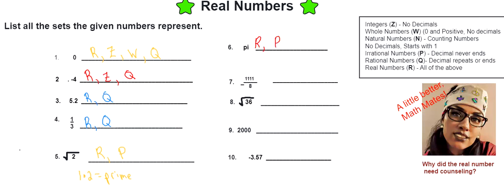Let's take a look at the next one, number 7. We have a real number, because it's a fraction, which we can put on a number line. If you divide that out, you're going to get a decimal. So it's not an integer, it's not a whole number, and it's not a natural number. But 1,111 is an integer, -8 is an integer. I have an integer divided by an integer, so that's rational. And we're done.